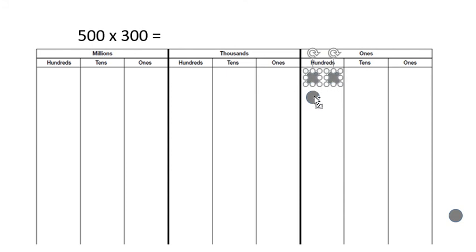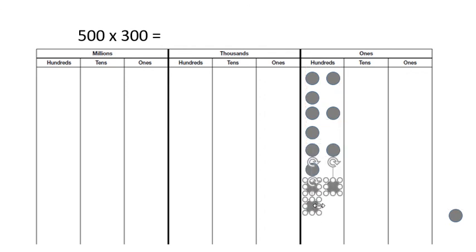If I multiplied it by 5, so I have one group of 5, two groups of 5, three groups of 5, four groups of 5. I'm just going to move some of these up here. And here is our 5 groups of 300. And if we're counting, we should have 15. 1, 2, 3, 4, 5, 6, 7, 8, 9, 10, 11, 12, 13, 14, 15. We have 15 of them.